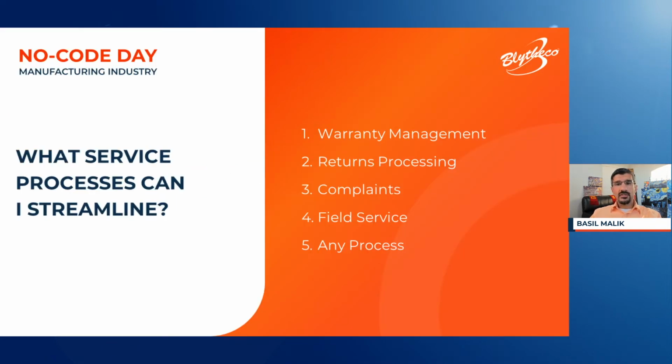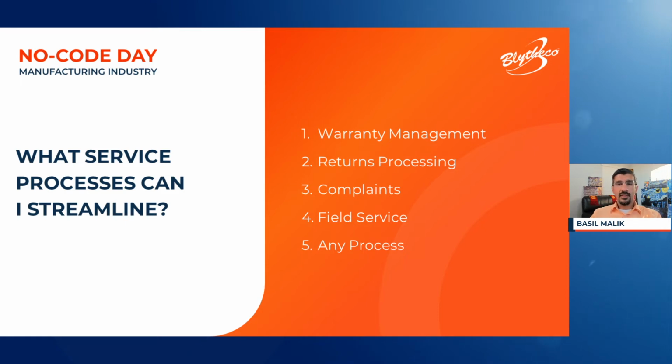So what service processes can you streamline? If you have a complex warranty process that requires a series of checks and balances, this is a great place to start. You can build out a process that walks the warranty from submission all the way to resolution and disposition of the warranty claim. You can even go so far as to have multiple warranty processes in place to ensure that all of your products and services have appropriate steps built into each warranty process.